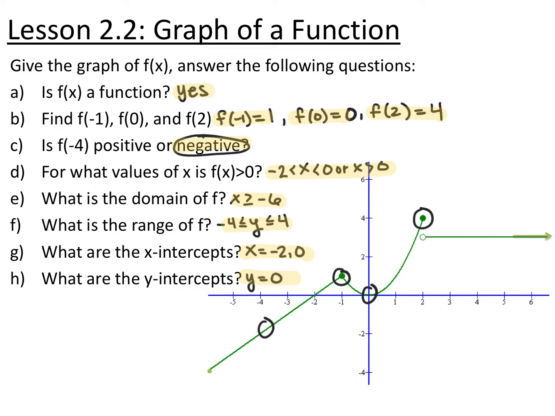What is the range of f? So I look to find the lowest y value, and it's again down here at this dot, which is -4. Everything's included all the way up to +4. So the range is -4 is less than or equal to y is less than or equal to 4. What are the x-intercepts? So where does it cross or touch the x-axis? At -2 and 0. And what are the y-intercepts? A function can only have at most 1, and it is at y equals 0.